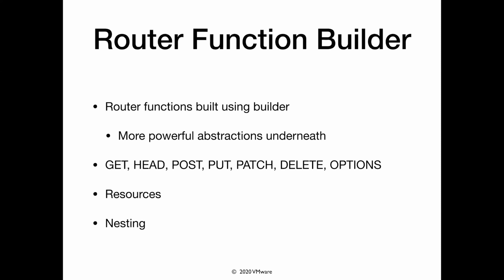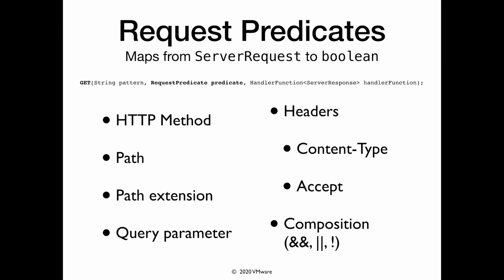So you can just say, give me a path and map resources accordingly, or you can do nesting as we've seen. But there's also another thing you can do. For each of these methods, we see this method signature that we've been using so far, where we said get and then a pattern and then a handler function. But here there's also the opportunity to provide a request predicate. That's one of the foundational building blocks of this model as well, right? A request predicate is something that maps, once again, from a server request to a Boolean. So it just says, given a request, is it true? Give me yes or no, basically.